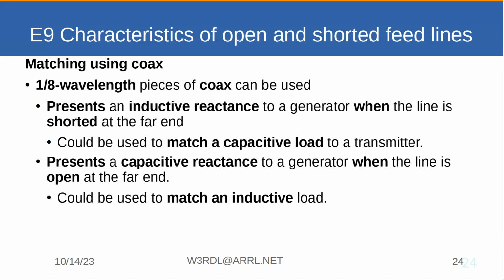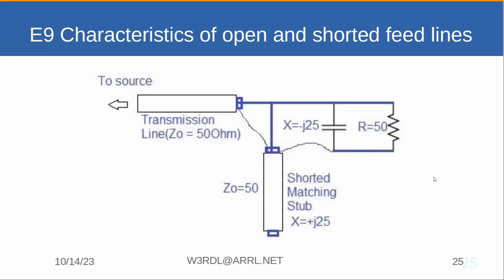All right. So it can possibly match a capacitive or an inductive load. In this example, they happen to have a capacitive reactance up here in the load, and they just use a shorted, I assume eighth wavelength stub to get the plus j25. So it would work out in that particular case.